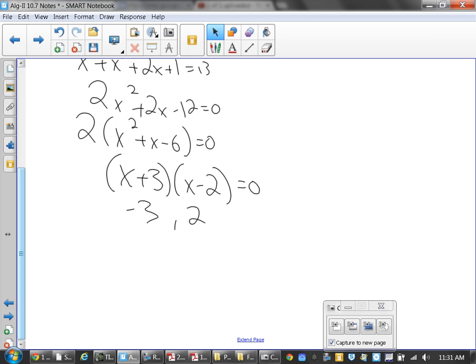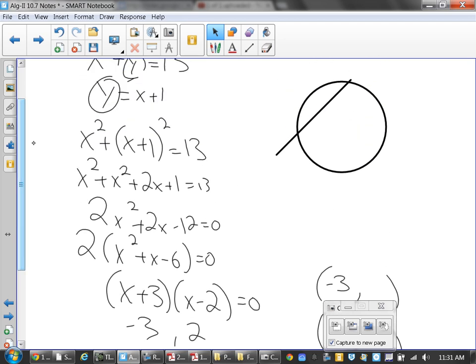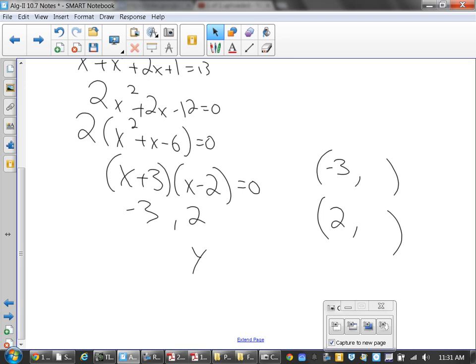So here's what we do. Since we have 2 x values, we're going to have 2 sets of ordered pairs. One of the ordered pairs will have an x value of negative 3. The other one will have an x value of 2. What do you do to figure out the y values? You substitute. Didn't we have this earlier where y was equal to x plus 1? So y minus 1 equals x. When negative 3 is equal to x, what's negative 3 plus 1? Negative 2. What's 2 plus 1?